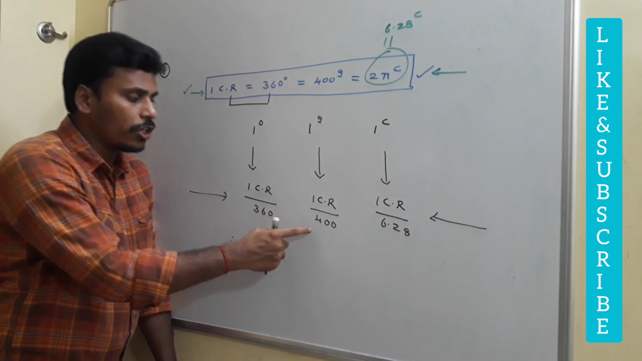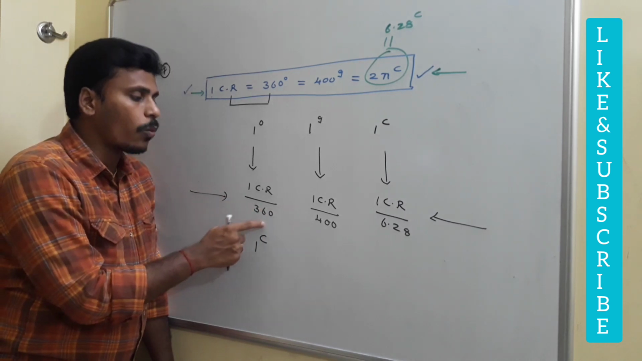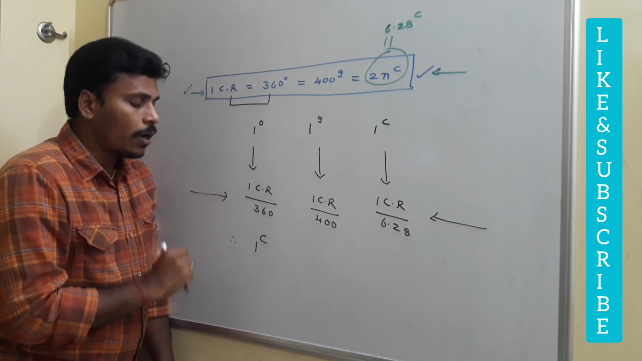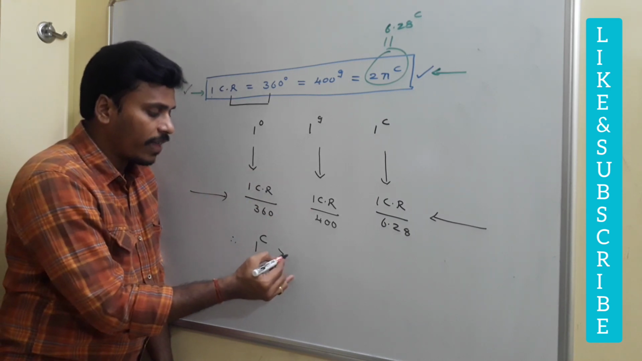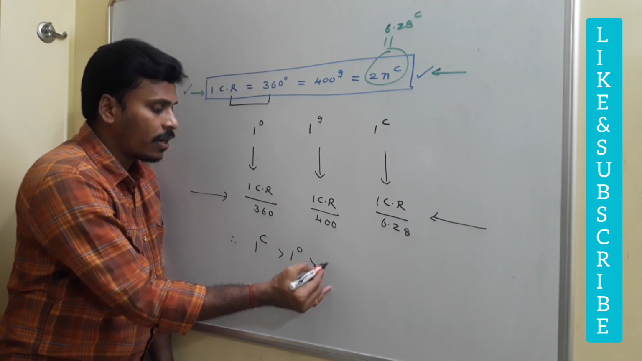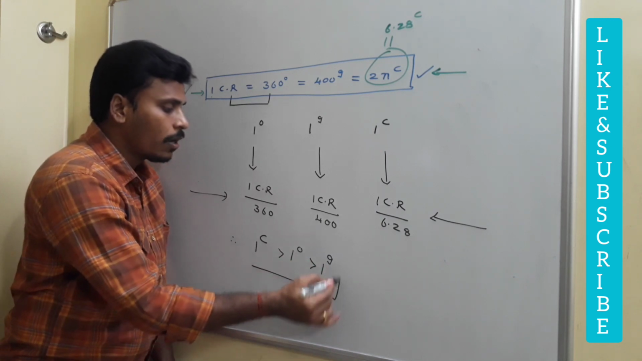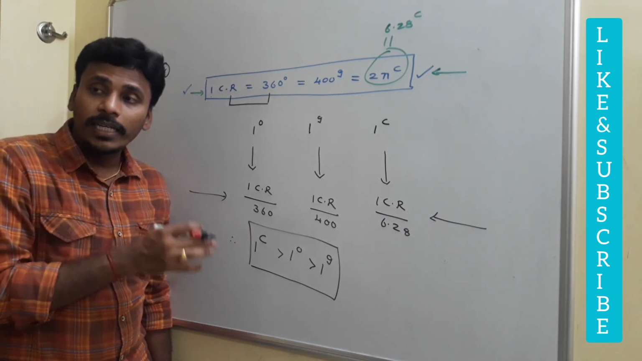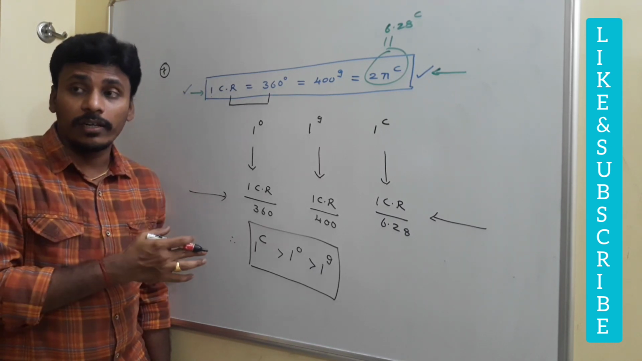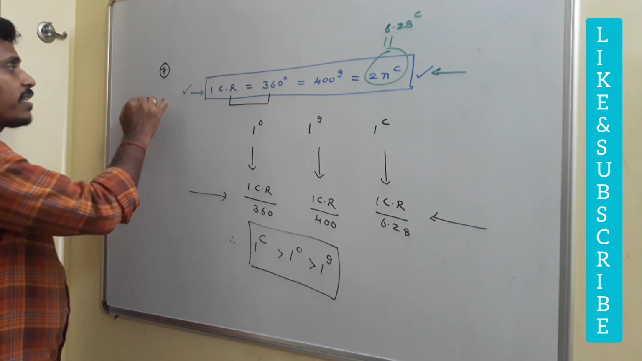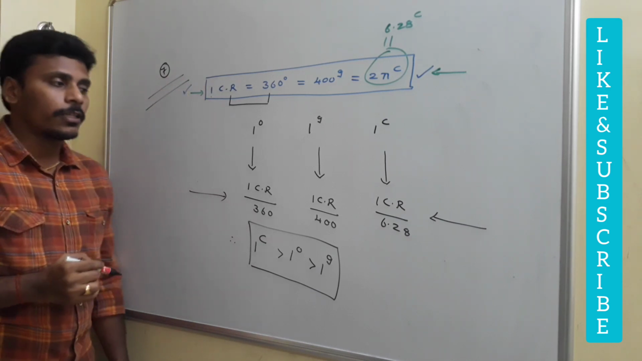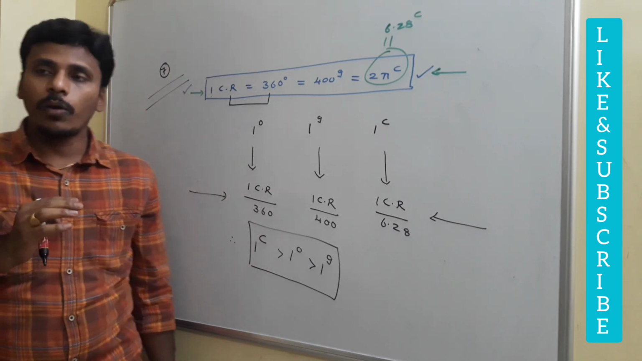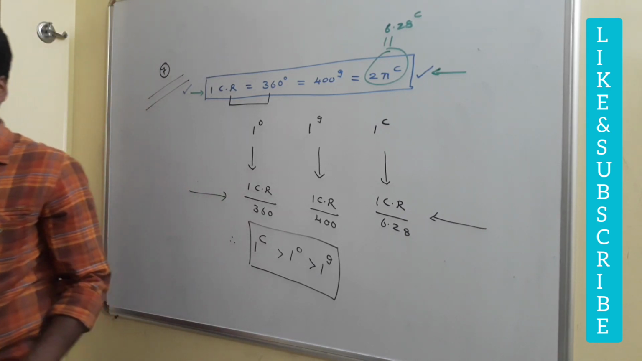Now coming to these two, here 360 is smaller when compared with 400. So this fraction is greater when compared with 1 grade. 1 radian is greater than 1 degree, which is greater than 1 grade. Among all the three, 1 grade is the smallest angle, 1 radian is the largest angle, and 1 degree is in between those two. Very important one. Note this as your 7th point. The 7th point is all about comparison of 1 degree, 1 grade, and 1 radian.